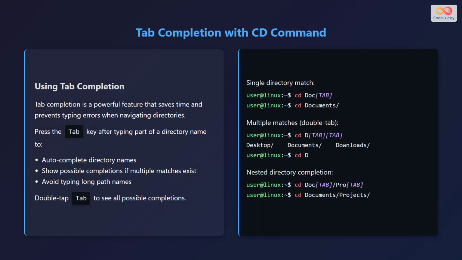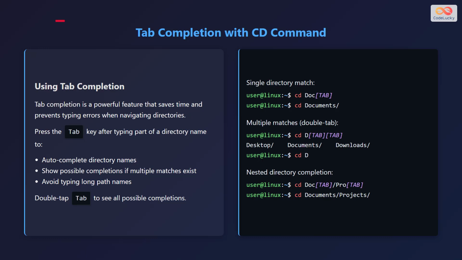Tab completion is a very useful feature that saves time and reduces errors when typing directory names. After typing part of a directory name, press the Tab key. If there is only one matching directory, the shell will automatically complete the name for you. If there are multiple matches, pressing Tab twice will display a list of possible completions. This is very useful when you don't remember the exact name, or when there are similar names.